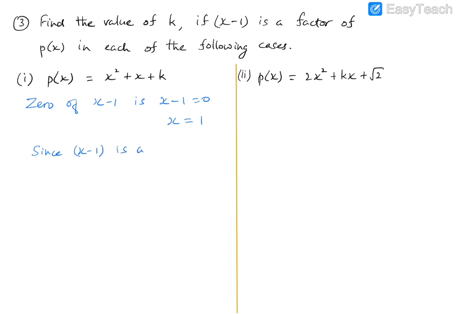Since x minus 1 is a factor, so we are given that it is a factor, therefore p of 1 equals 0.